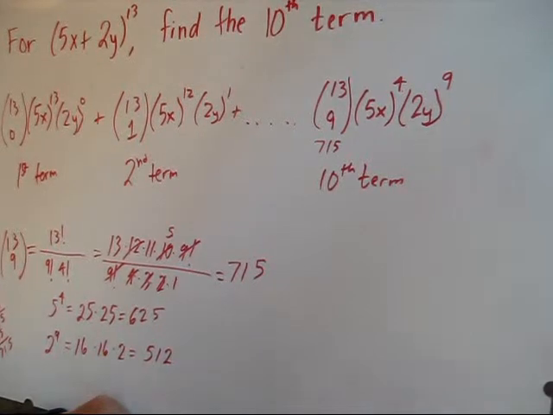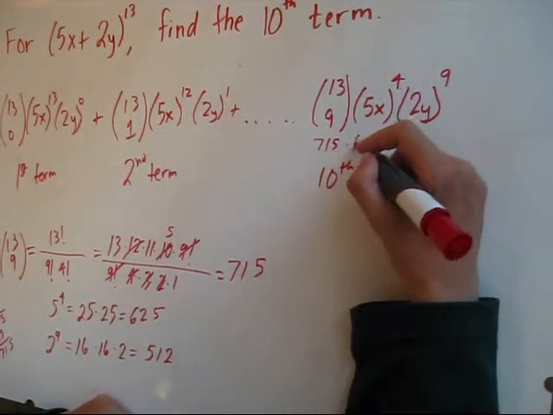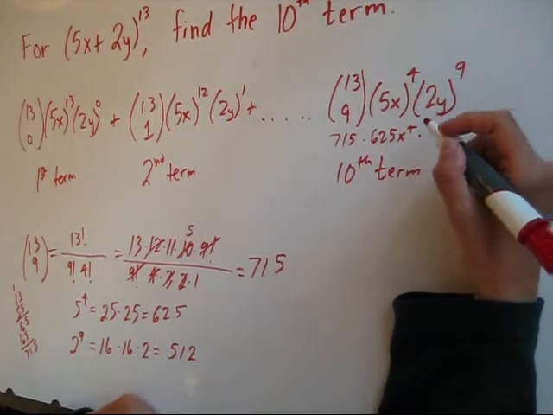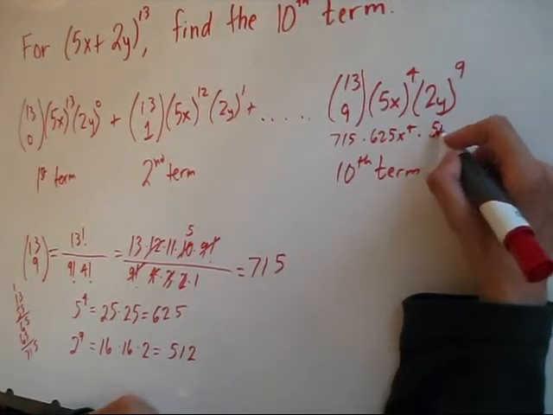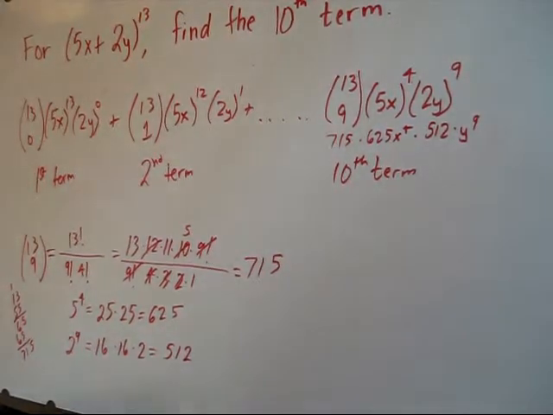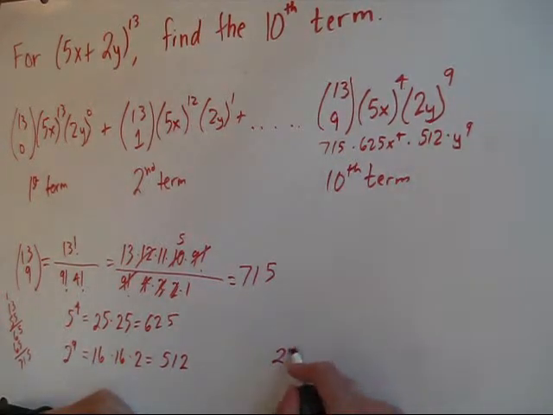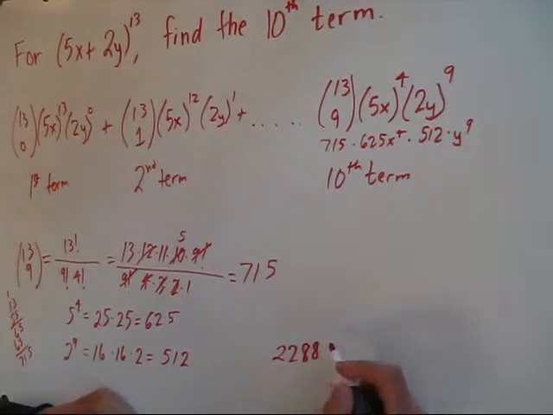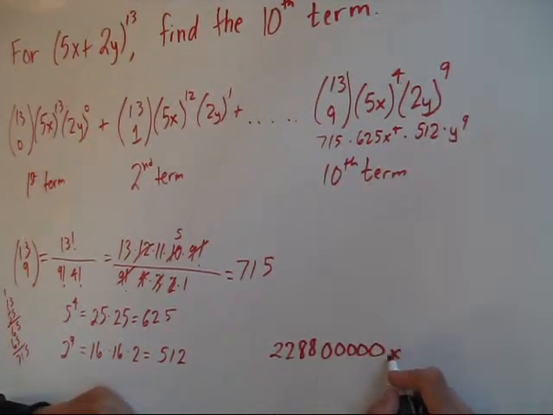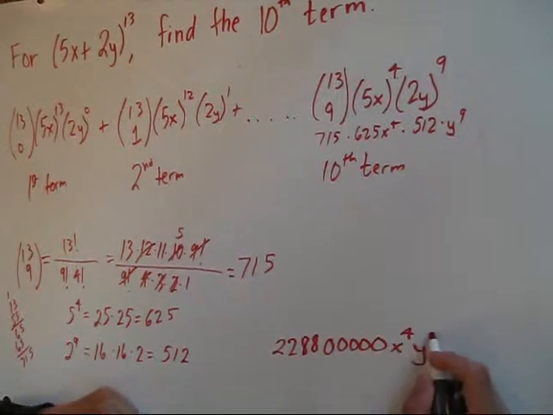5 to the 4th is 625. And we have x to the 4th. And then 2 to the 9th is 512 times y to the 9th. Putting all our constants together, 2, 2, 8, 8, and then 5 zeros, x to the 4th, y to the 9th.